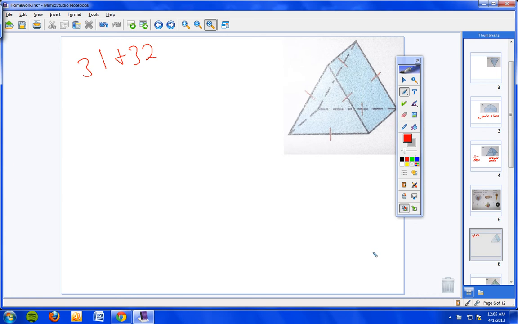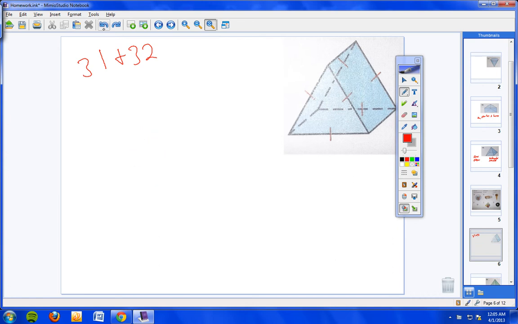Now question 31 says correctly identify the solid. Now students, listen to me please. A pyramid comes to a point, not an edge, but one point, okay? This is not a pyramid. The top is an edge going across. It's not one single point like a pyramid is. So it's not a pyramid, okay?